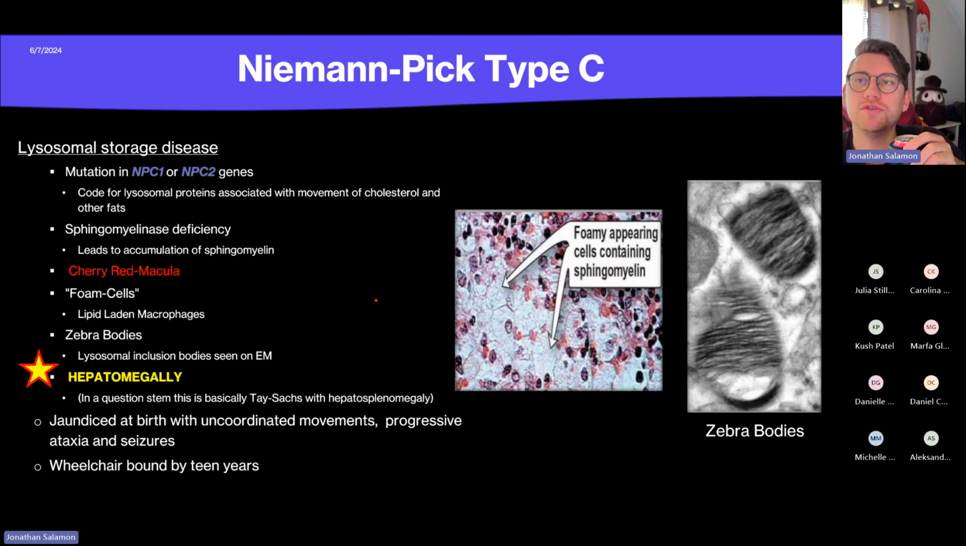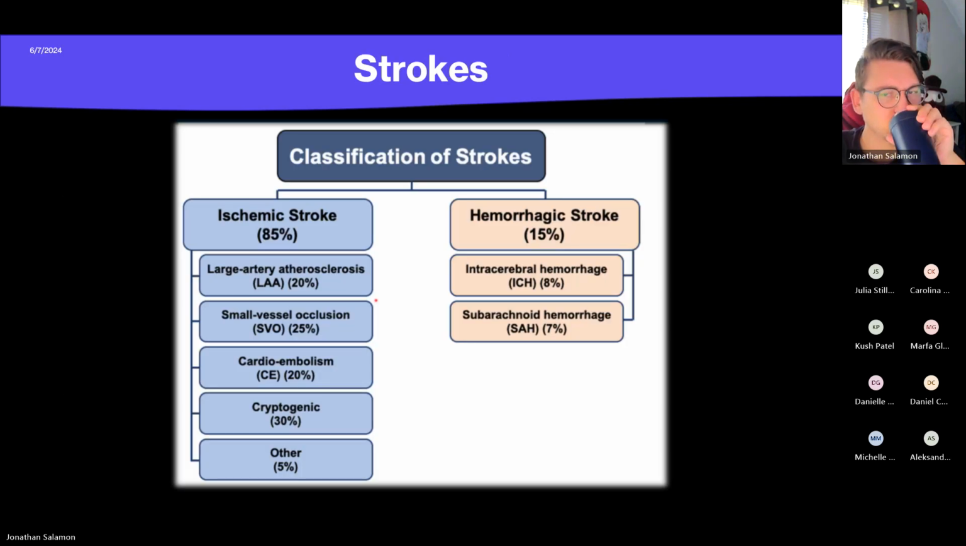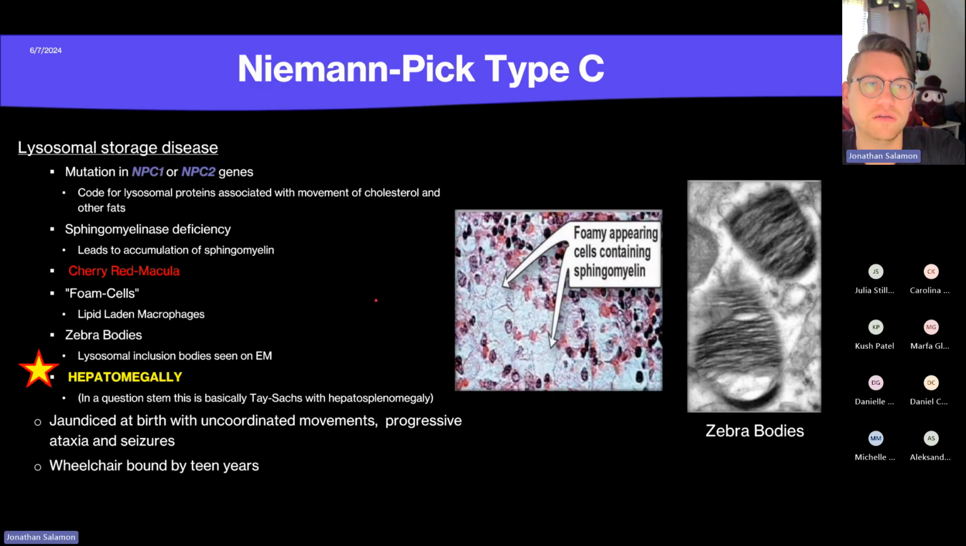But yeah, those are the two types of ataxic disease. I thought I had Wilson's disease in here, but I guess not. Did we talk about Wilson's disease already? I thought it was in here.